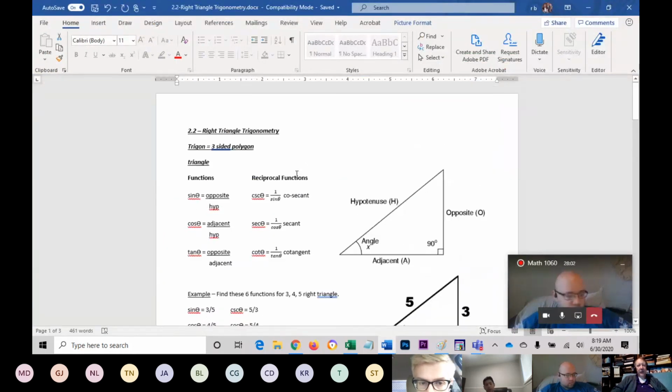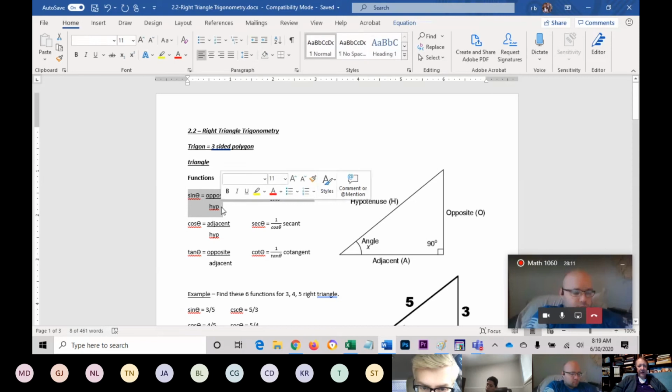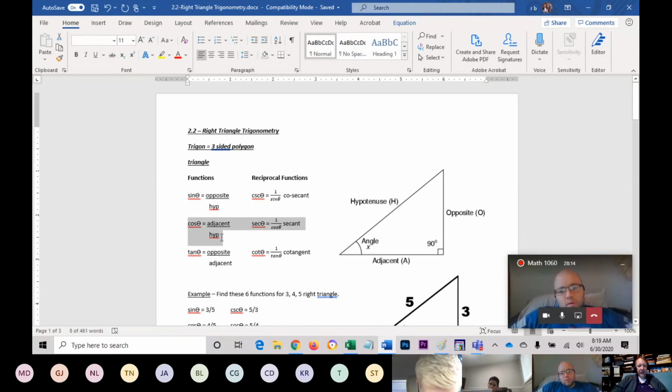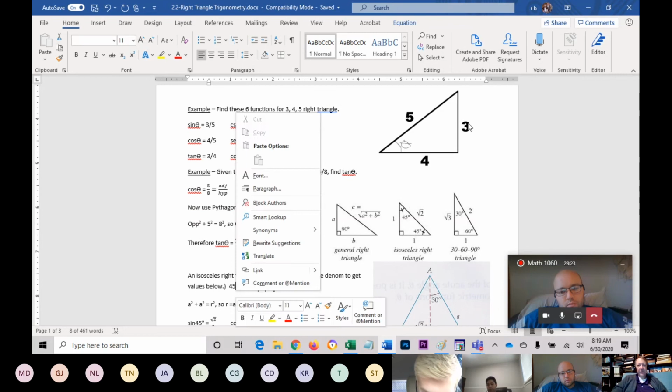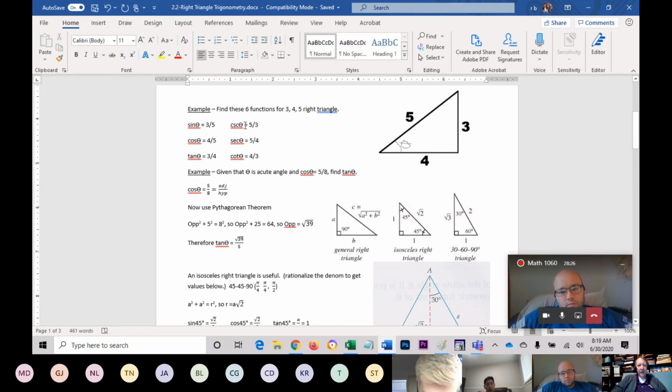2.2. So let's review yesterday. We kind of ran out of, well, I ran out of power. So just a quick review. Sine is opposite over hypotenuse. Cosine is adjacent over hypotenuse. So we're talking about a right triangle. And tangent is opposite over adjacent. The 3, 4, 5 triangle is a great one because 3 squared plus 4 squared equals 5 squared. So that'll be a nice triangle that you'll want to remember.